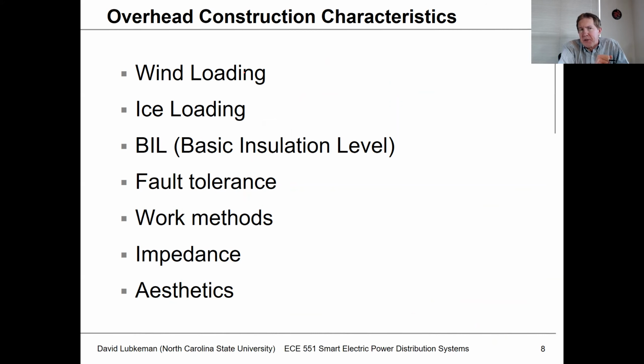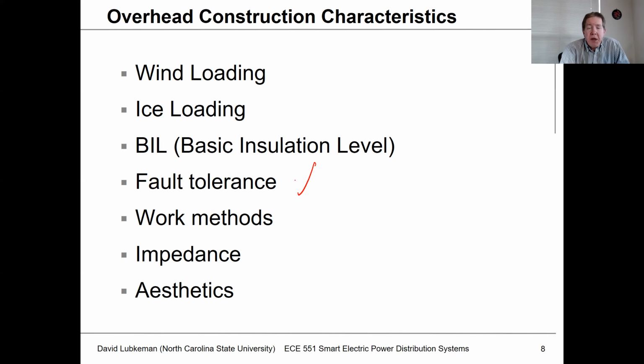There's basic insulation level. So if we have like a lightning strike, we don't want to have too many voltage failures where the voltage rises up to the point where it flashes over the insulation. Now it's not feasible to make it so it doesn't flash over at all, but certainly we can eliminate a lot of the different disturbances that would maybe cause flashover. We would have fault tolerance, and so we would want to make sure that we have a construction that's not too susceptible to trees, maybe branches falling in or animals getting hung up in the conductors. Work methods, we want something that's easy for crews to work on from their bucket trucks.